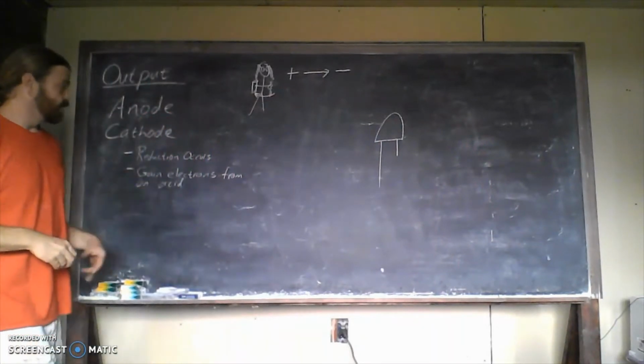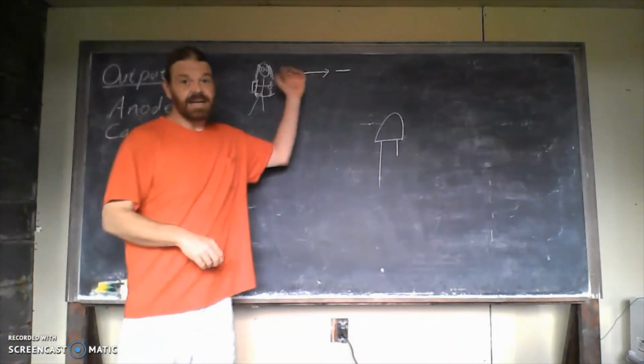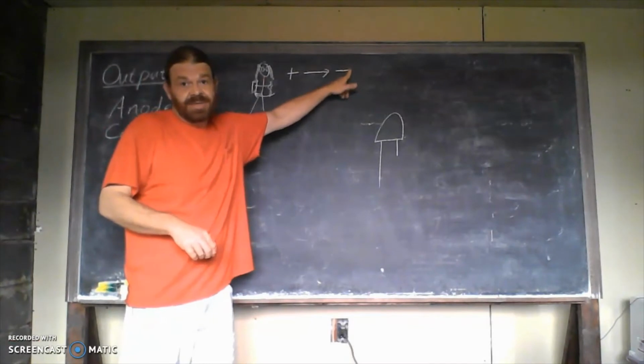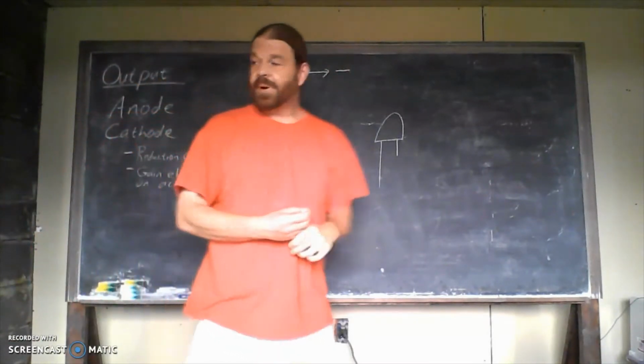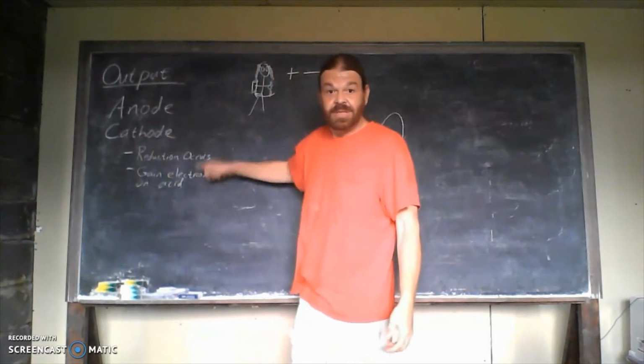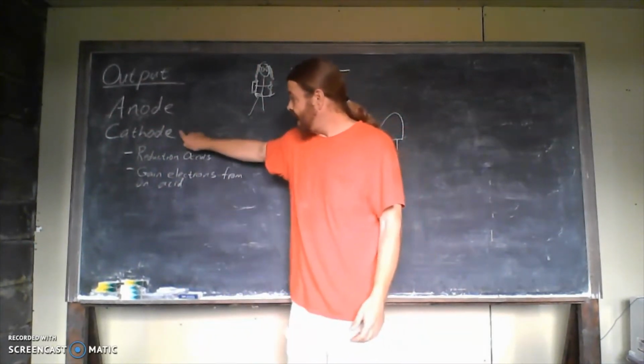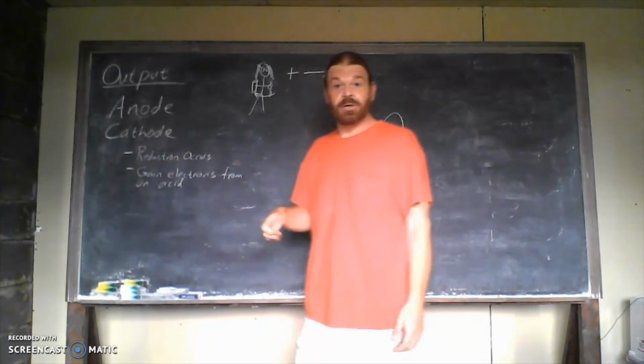So on one side, we're gaining electrons. Those have a negative polarity. So this is the side gaining electrons. So you can track it through that way. But again, what I don't like about these terms is they're chemistry terms. The cathode means where reduction occurs.